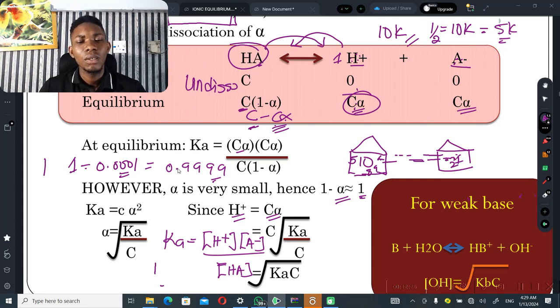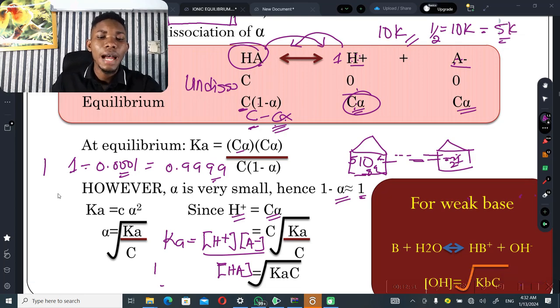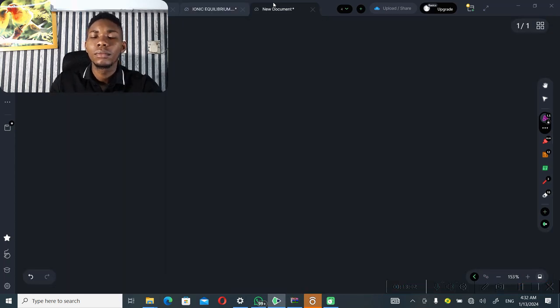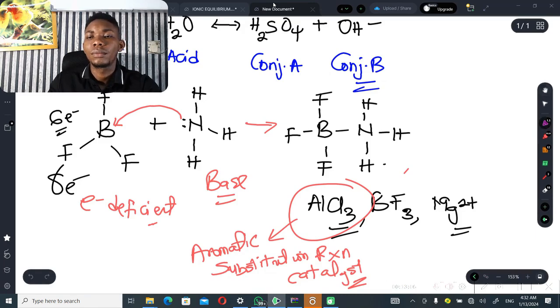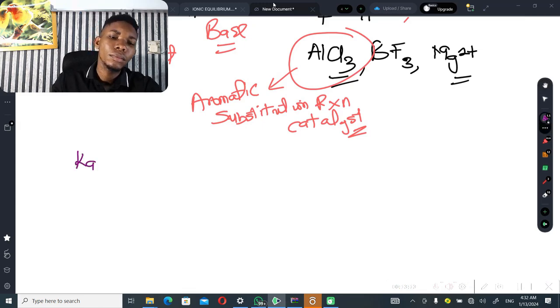So at the end of the day, when you do your calculation, this one you have here is C alpha square, right? You can actually make alpha the subject of the formula. How do you make alpha the subject of the formula? It's very easy. If I take this to my board here, you have Ka is equal to C alpha square.